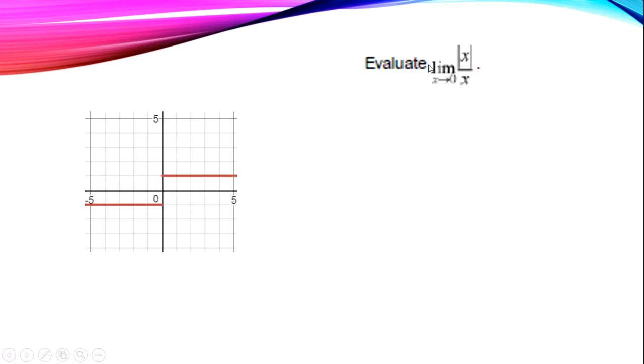And when we graph it, we can see that the limit as x approaches 0 from the left and from the right approach two different values. So in this case, the limit does not exist, because from the left and the right, we approach two different values as x approaches 0.